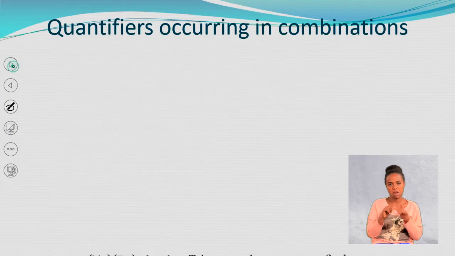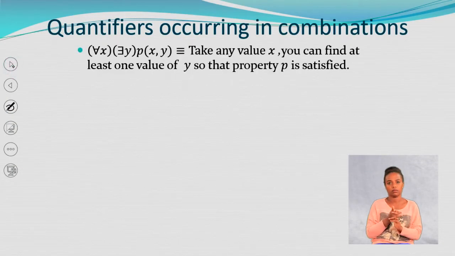Let's continue. Let's see this one. For all x, for some y, p of x, y. What does this mean?